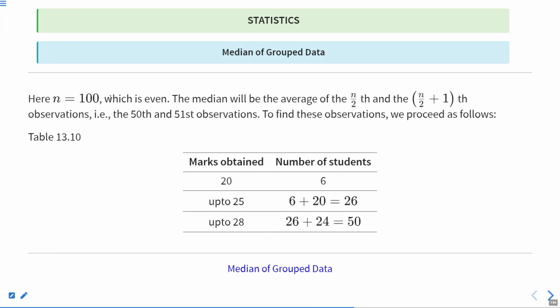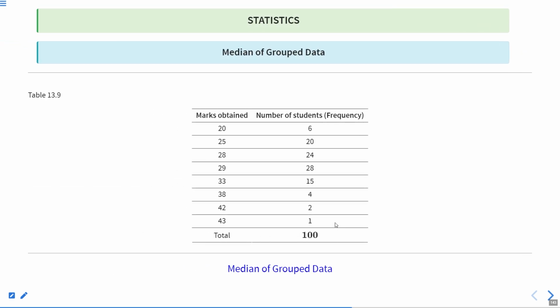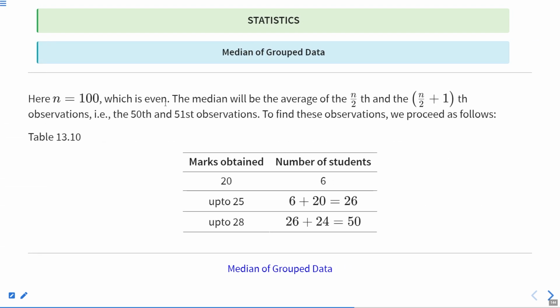So here n is equal to 100, the total number of students, and this is even. The median will be the average of the n by 2th and the (n by 2 plus 1)th observations. That means the 50th and 51st observations. To find these observations, we proceed as follows.